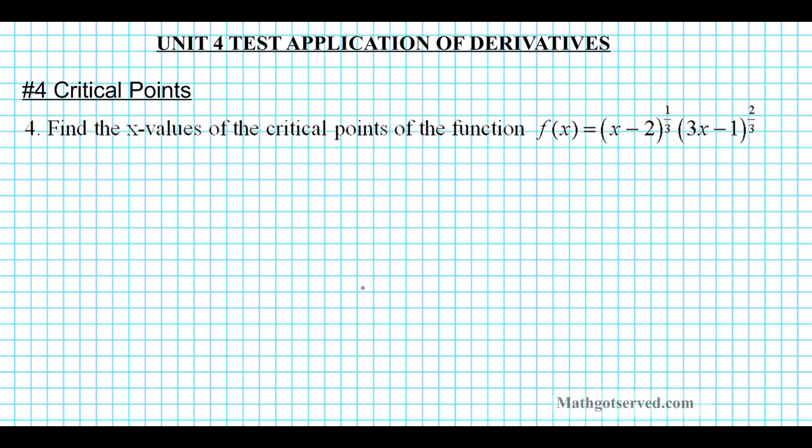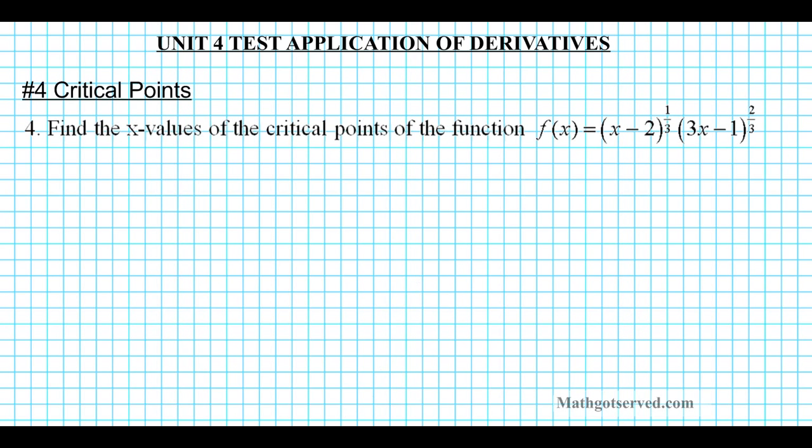This is problem number 4 on our test on applications and derivatives. We're going to focus on critical points in this question. All right, so question 4 reads: find the x values of the critical points of the function f of x equals (x minus 2) to the 1/3 times (3x minus 1) to the 2/3.